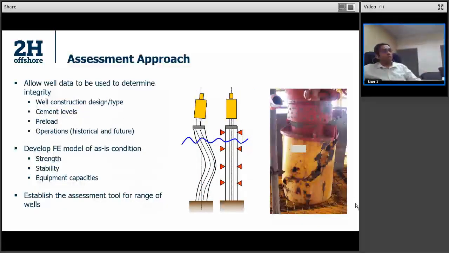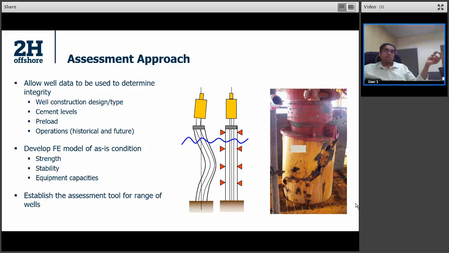Now I move on to the assessment approach. In the next few slides, I'll walk through the physics to capture when it comes to aging conductors. So the first and foremost aspect to look out for is the well construction type. Some of the conductors are primarily environmental barrier conductors.